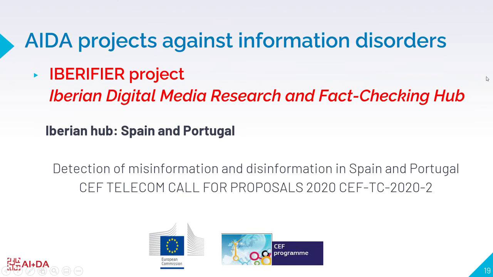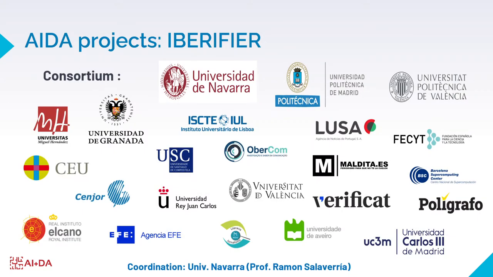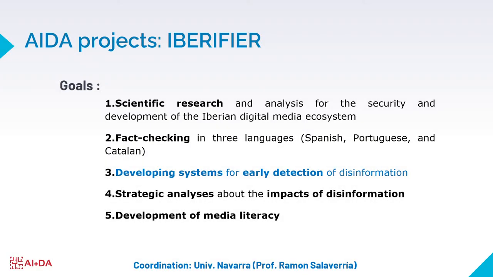So the first project, Verifier, is an international hub, mainly composed of people from Spain and Portugal. We are 23 partners from Portugal and Spain. And we are people from journalism, from fact-checking companies, and from computer science. So our goal there, there are different projects, but this project is extremely interesting because it is a hub. So we are working together with people from different areas, especially from journalism. And our main goal is to develop systems for detection of misinformation, fake news, etc.